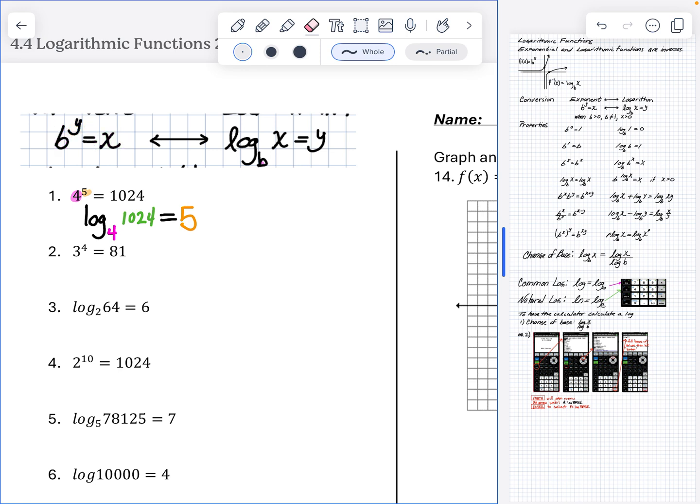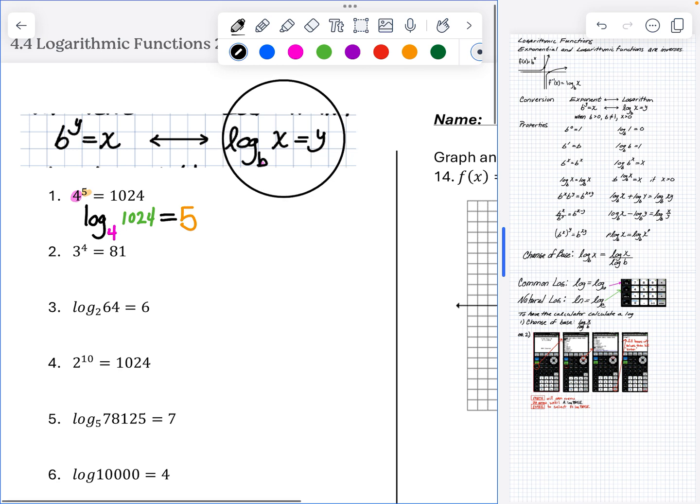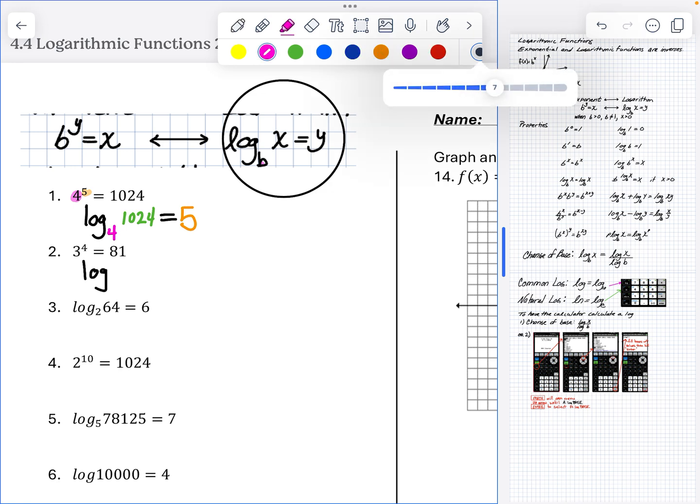And let's look at the next one. The next one is also an exponent. So I am supposed to turn it into a logarithm. Fantastic. So I'm going to start with the word log. And I need the base number. And the base number is the base of the problem, which is the 3. So I'm going to put the 3 right here.